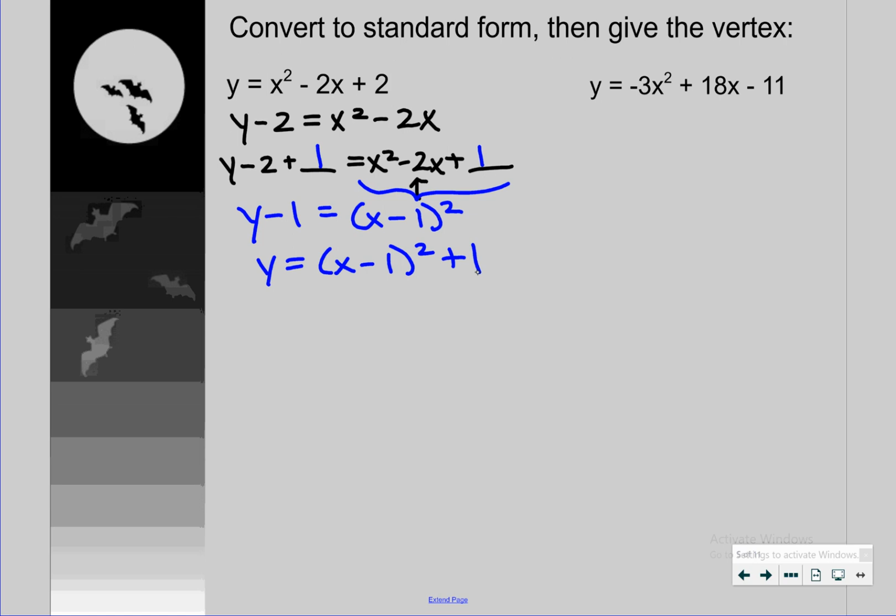Now, here's how you can check this. There's a couple ways you can check it. Number 1, this is the same equation.